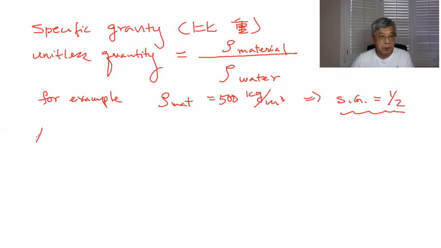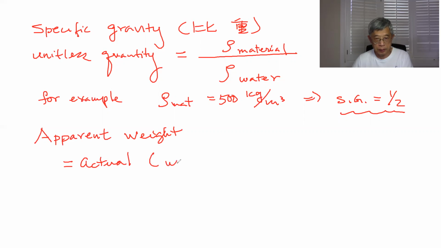The other concept I want to talk about is apparent weight. Sometimes apparent mass is also talked about. So apparent weight is just the weight. The actual weight means the weight in the air. So you put your material, your mass on the scale and then you weigh it. That's your actual weight.